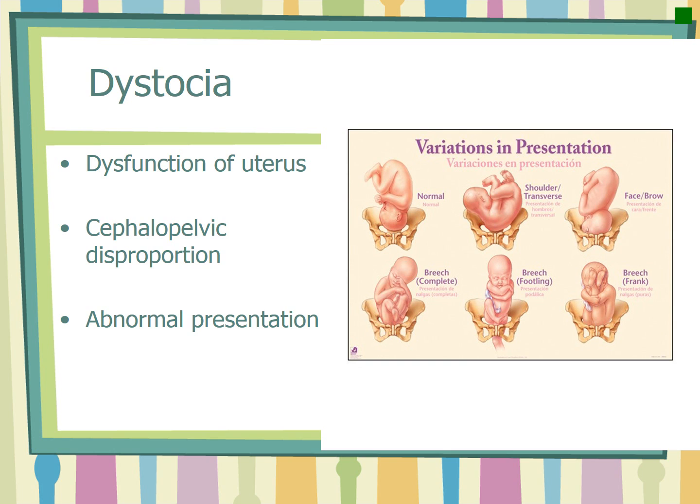Cephalopelvic disproportion is when the fetal head is either too big for the pelvis, or the pelvis is too small, or it's irregularly shaped for the fetus to pass through.